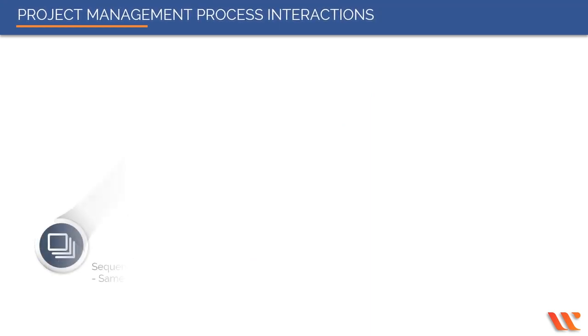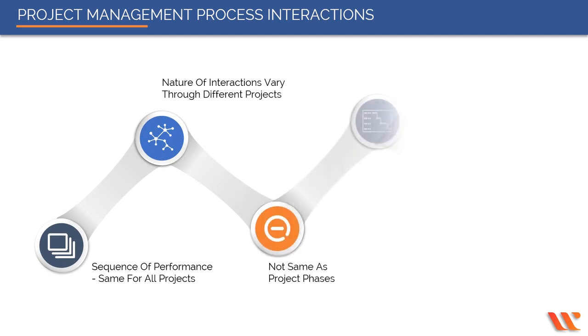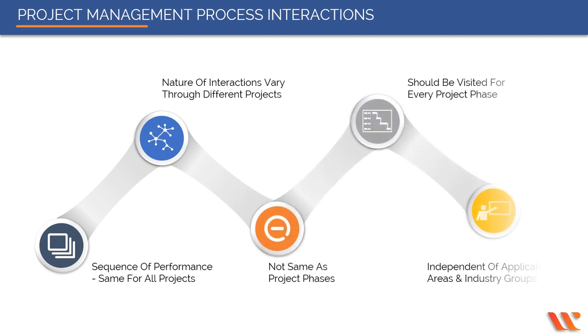These processes follow a horizontal and sequential flow. This is the same for all projects. The nature of interactions may vary depending on the type of project you are working on. A process must not be confused with project phases. While phases are like steps or seasons for a project, the process is the framework for doing a project. They happen for every project, irrespective of the application areas and the industry.